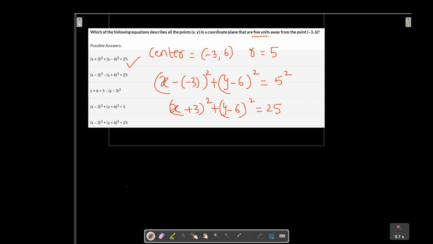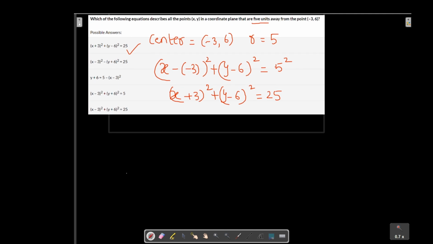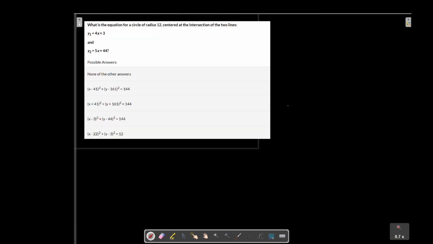Let's move to the next question. What is the equation for a circle of radius 12 centered at the intersection of the two lines? They are given the radius. Always we need to remember, to find the equation of the circle, we should know the center and the radius. Radius directly they have given as 12. Centered at the intersection of the two lines. Intersection of these two lines will give you the center.